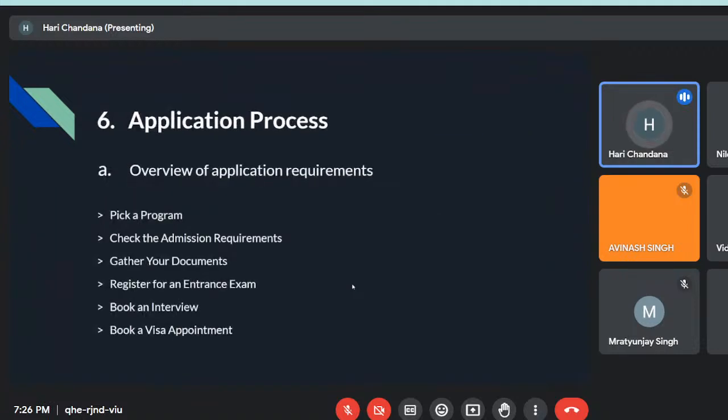So, the next one is the application process. How to apply for foreign universities? Let us see. Applying to foreign universities can be complicated, but there are plenty of resources out there to help you. If you are struggling with some steps, don't be afraid to reach out to us. Once you have settled on where and what you are going to study abroad, here are a few steps to be taken. First of all, pick a program.